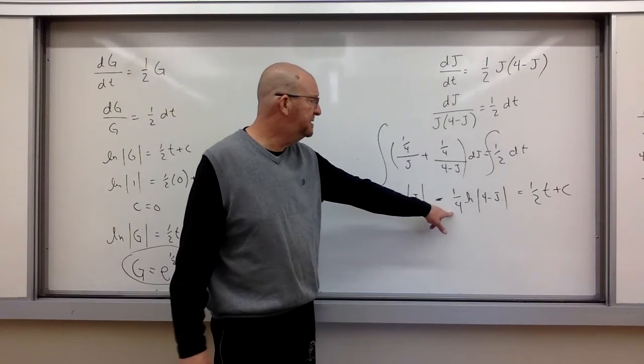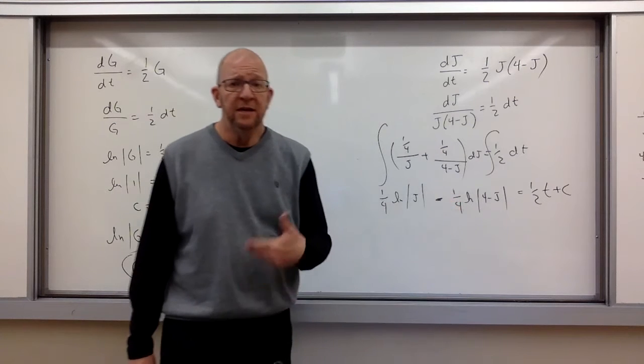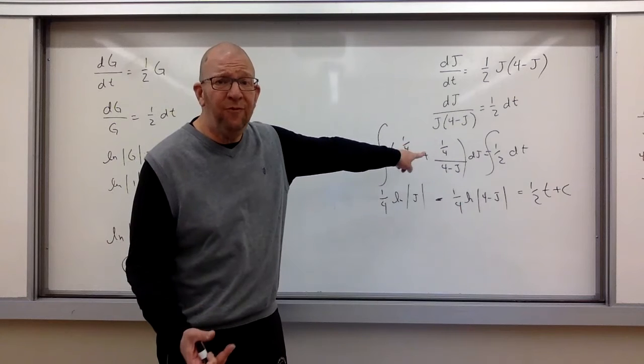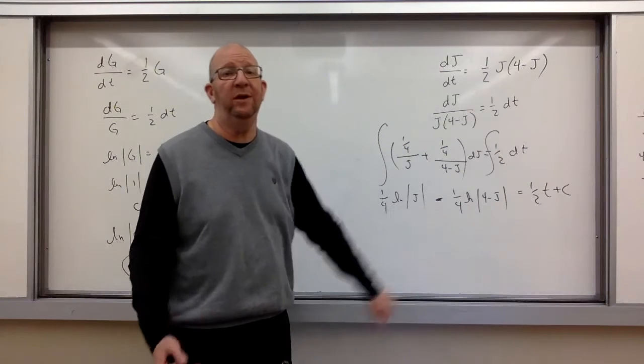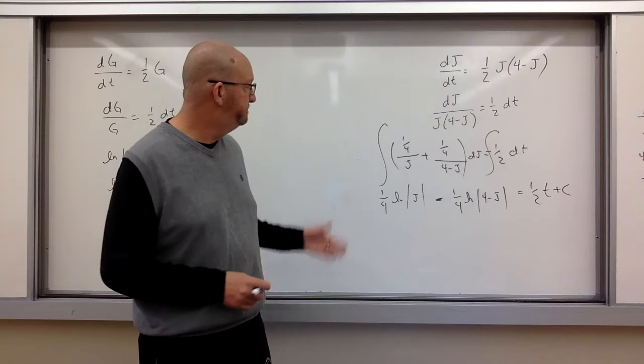Integrate this. Let's see. If I were to differentiate this, that'd be 1/4 times 1/(4 minus j) times negative 1. But there's no negative 1 up here, so there had to be a negative 1 here. Yeah, that's the reverse chain rule. All right, so there we go.